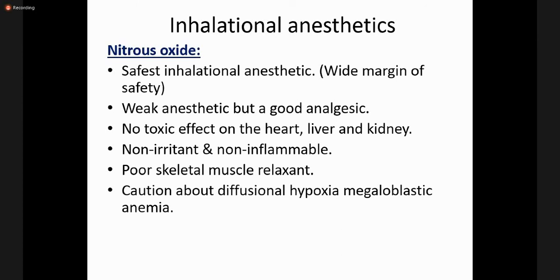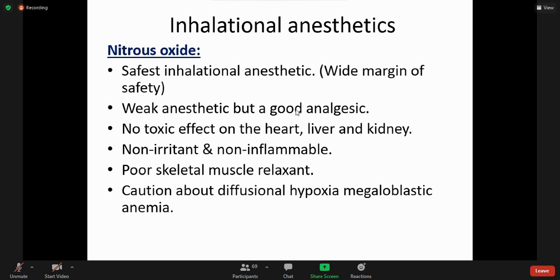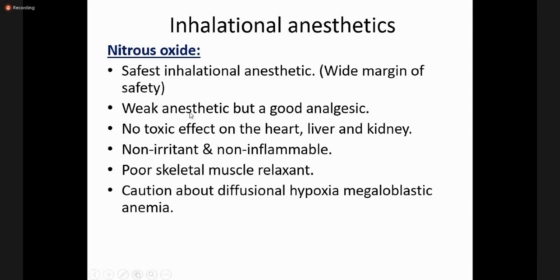Now, nitrous oxide, the non-halogenated, in the initial slides already we have discussed, and this is the only non-halogenated agent which is in the form of gas, safest inhalational anesthetic, wide margin of safety. But the drawback of this nitrous oxide is the weak anesthetic, but a good analgesic. And this concept, again, you can correlate why nitrous oxide is supposed to be the weak anesthetic agent, because it has the lowest oil gas partition coefficient, because it's the least potent, so that is why it's a weak anesthetic, but a good analgesic, right? No toxic effect on the heart, liver, and kidney. Clear?